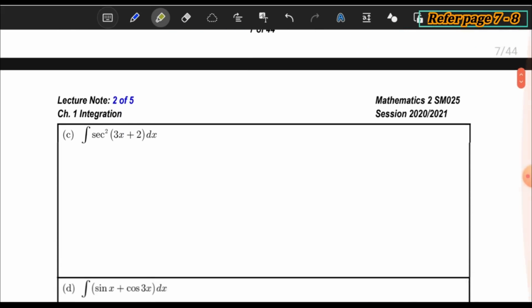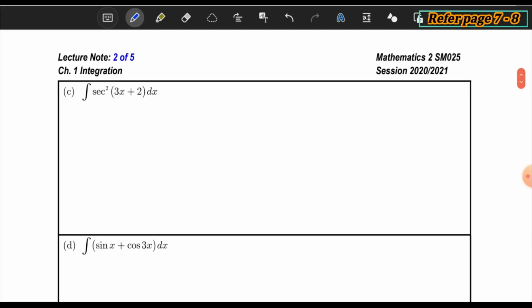Next, part C. Integrate secant squared(3x + 2) equals tangent. The angle remains the same, tangent(3x + 2). Then divide by the derivative of the angle. So we will get divide by 3 plus c.